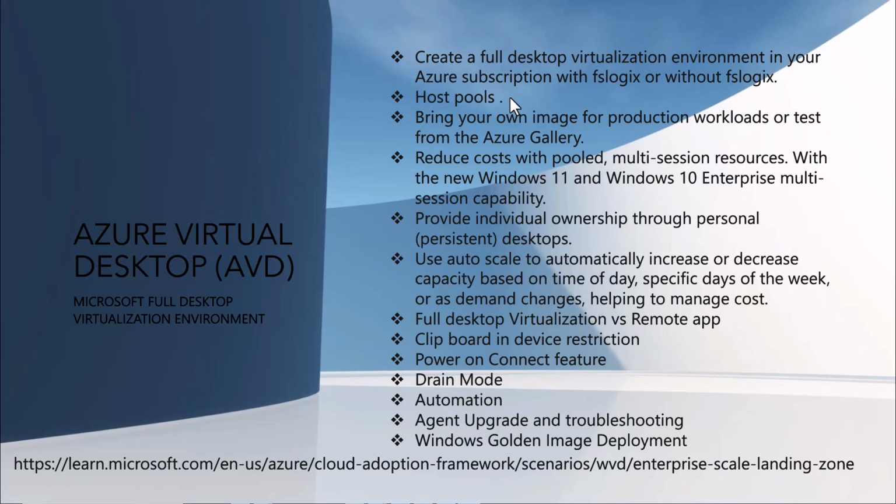Another option is drain mode. I'll show you in a second how drain mode works. With drain mode, you don't need to shut down the VM. You can just enable drain mode, which means no users will be able to connect to it. If you want to do maintenance, or you have some issues with the agents on that machine and you don't want users to connect now, you can enable drain mode.